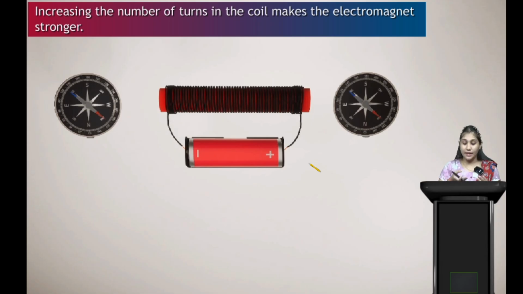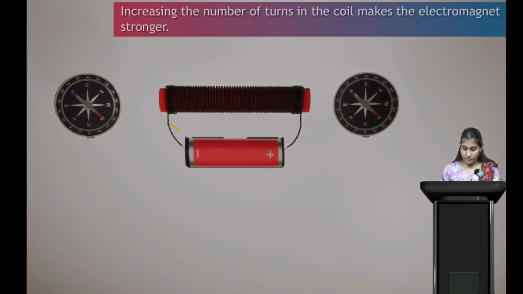Because in the previous case, the electric cell was hanging in this part, isn't it? So the number of turns in the coil was lesser, isn't it? And now what happened? Now the electric cell is hanging at this part. That means the number of turns in the coil is increased. So if we increase the number of turns in the coil, the electromagnet becomes stronger. Okay.